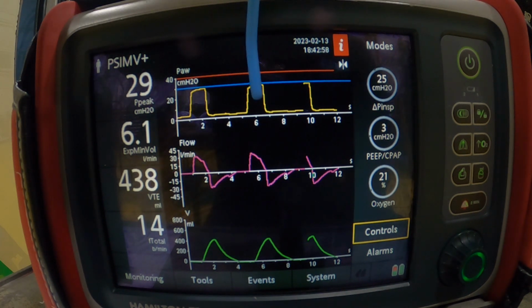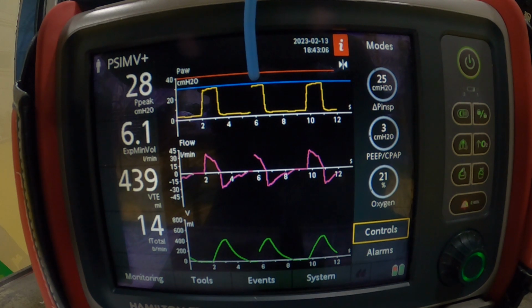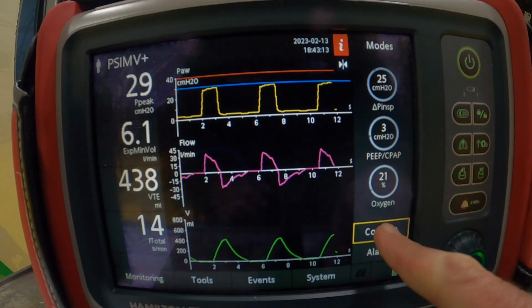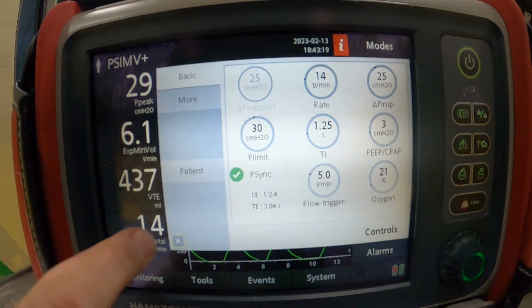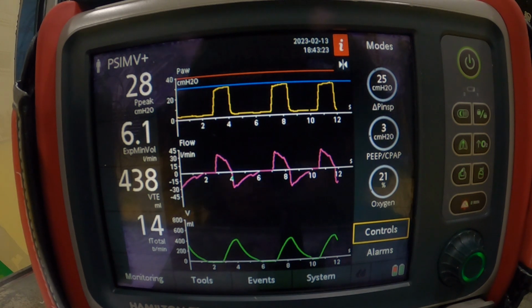So one width here, and there's approximately 2 of those in between, roughly. So without even looking at the controls, you can tell that we're pretty close to a 1-to-2 ratio, 1 to 1.5 maybe. Yeah, 1 to 2.5. So that's a good rate.